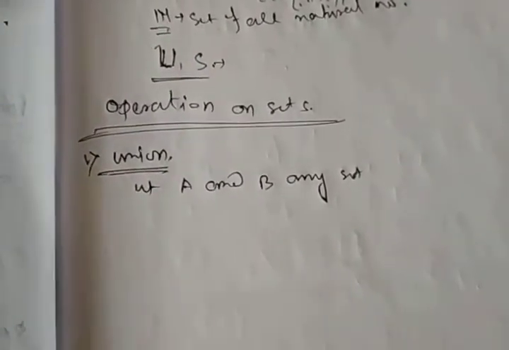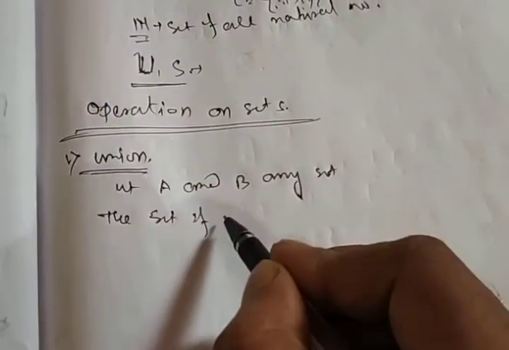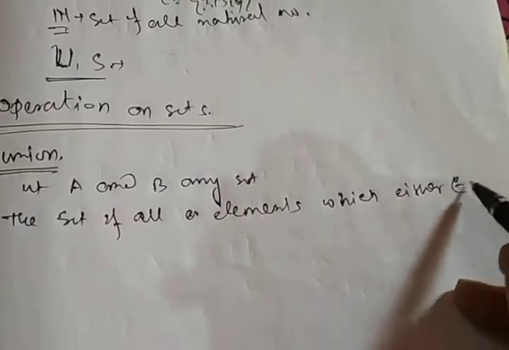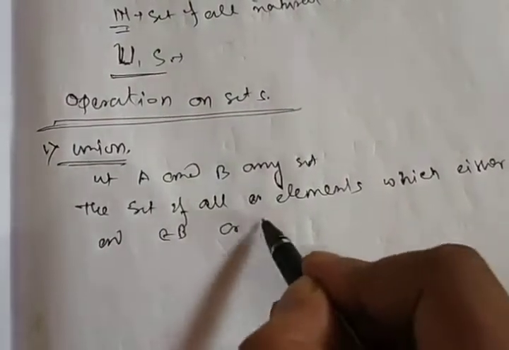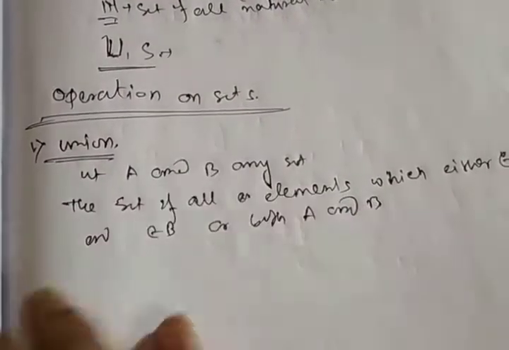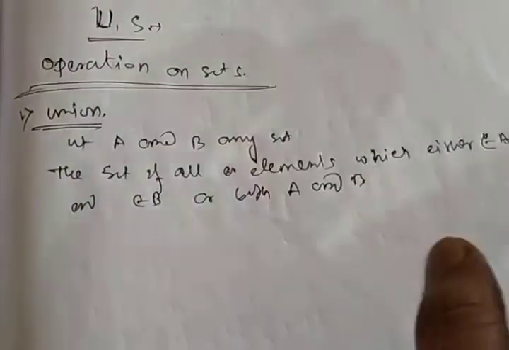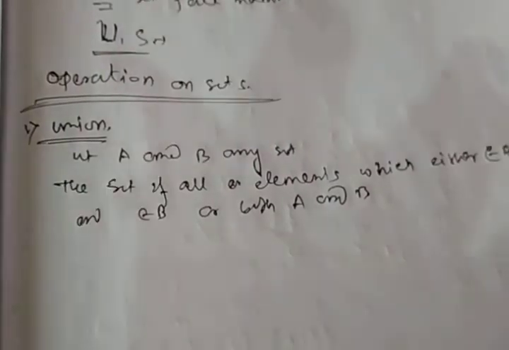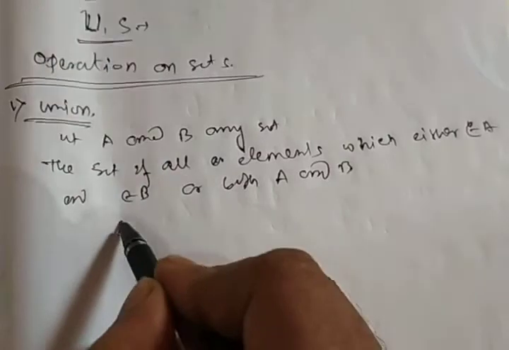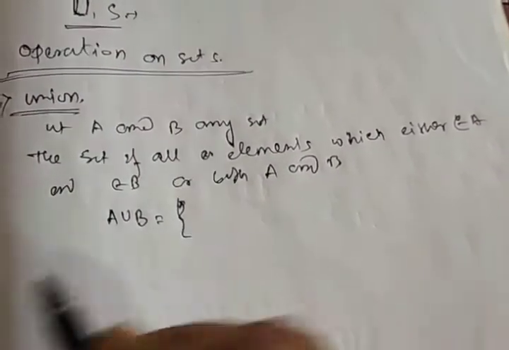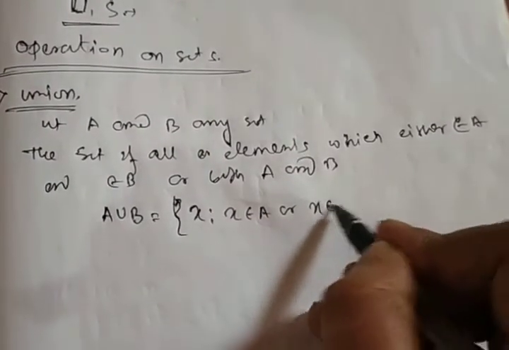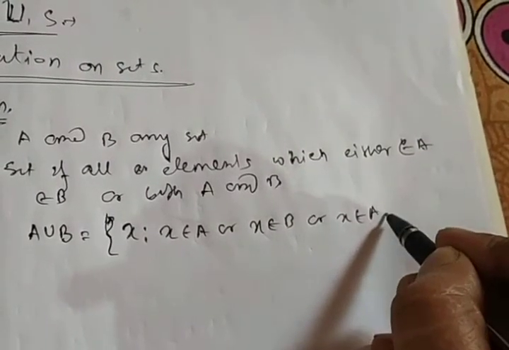The set of all elements which either belong to A or belong to B or both A and B will be the union of the two sets, denoted by A union B. In set builder form, A union B equals {x such that x belongs to A or x belongs to B or x belongs to both A and B}.